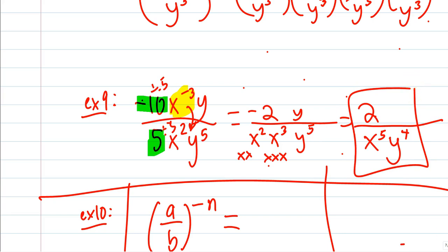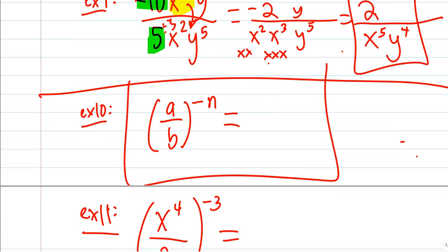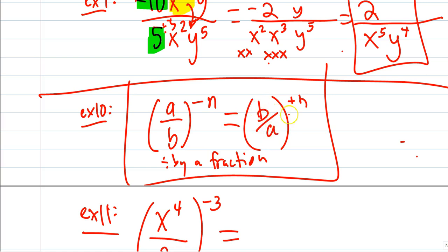Almost done here at the end. How do I deal with a fraction and a negative exponent? This, I think, is a better argument. How do I divide by a fraction? Right? We don't. When I divide by a fraction, we multiply by the reciprocal. So a over b becomes b over a. How do I divide by a fraction? We multiply by the reciprocal. It flips, and the exponent becomes positive.